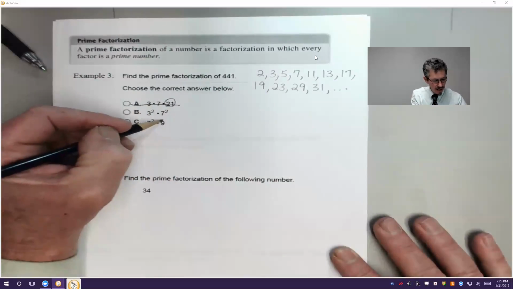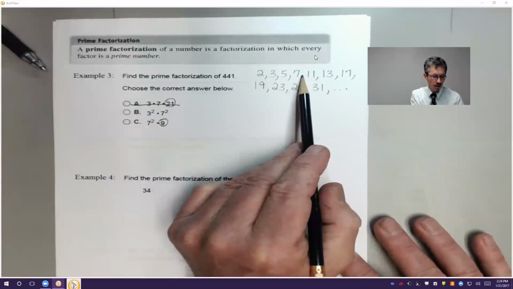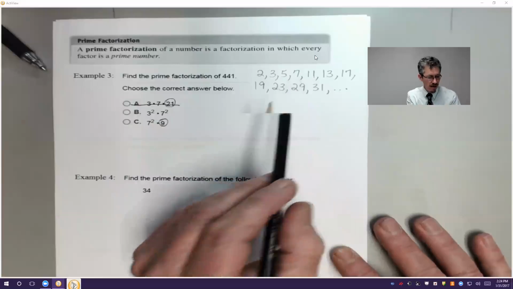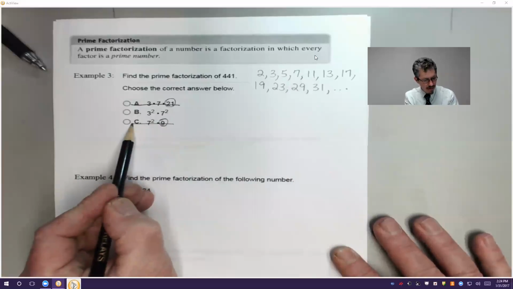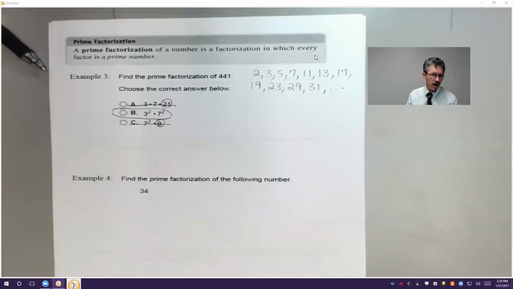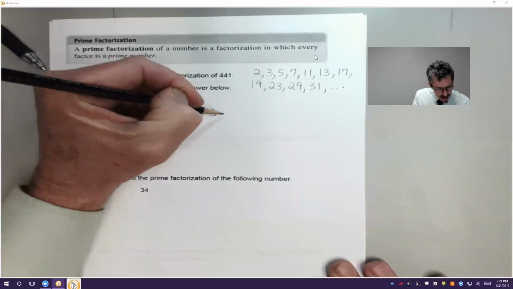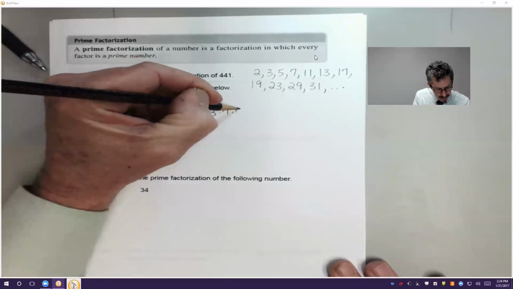Here, look at choice C, 9. We skipped 9 as well. 9 times 1 or 3 times 3. 9 is composite. That one's out. The only choice that's left has to be the correct answer. 3 squared times 7 squared, or 3 times 3 times 7 times 7.